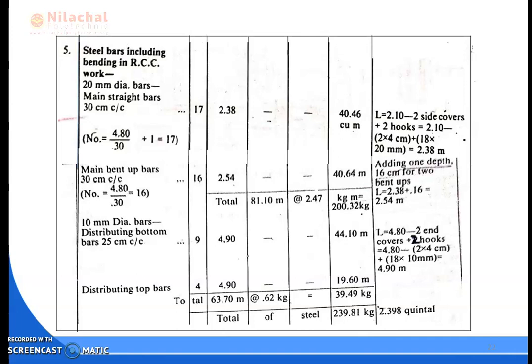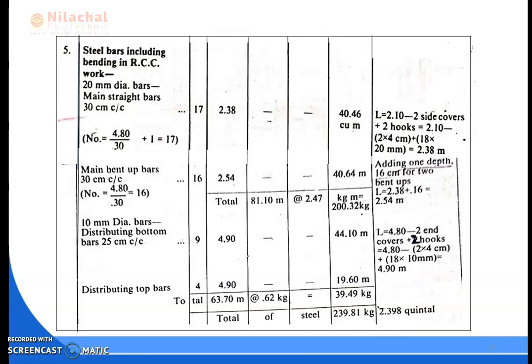Here we discuss in today's class steel bar including bending in RCC work. It means in this case we only calculate the number of steel bars used in the construction of the slab of the culvert. First, we find out how many bars are used, what the diameters of the bars are, and what types of bar are used in the RCC slab.